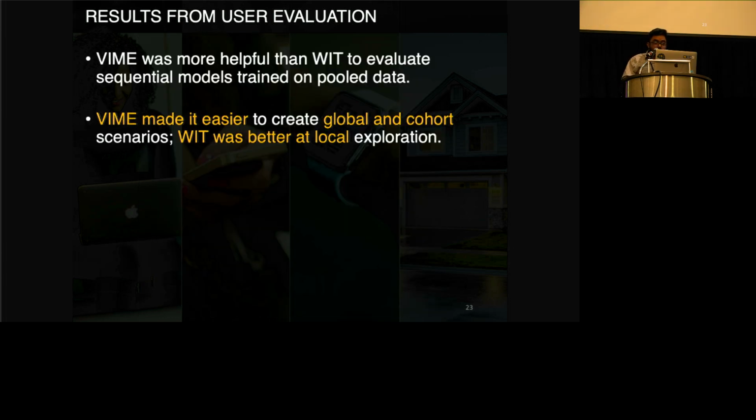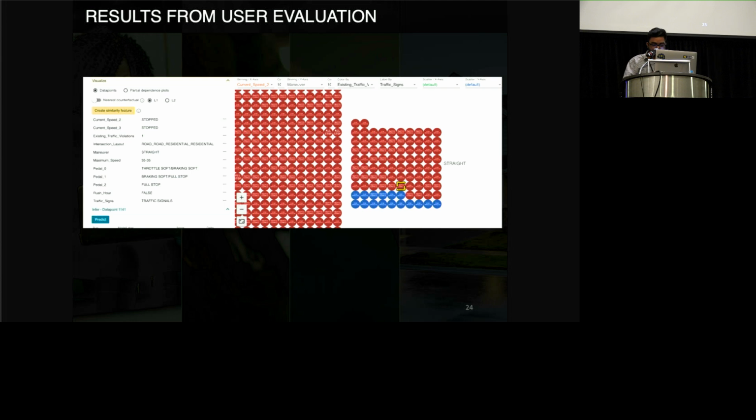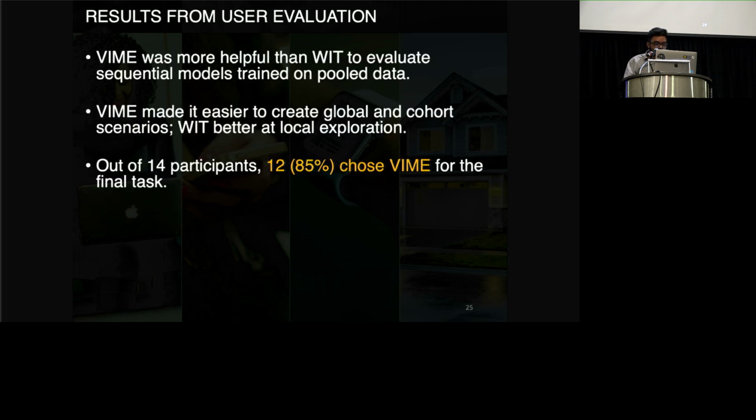We also found that VIME made it easier for participants to create global and cohort-level what-if scenarios, while the What-If Tool was more helpful at investigating local or individual sequences. For example, using the What-If Tool, participants could click on individual cells of the flow chart to see explanations for that single sequence on the left-hand side panel for further investigation. Moreover, out of 14 participants, 12 chose VIME for the final task, showing their preference towards VIME for sequential model evaluation.